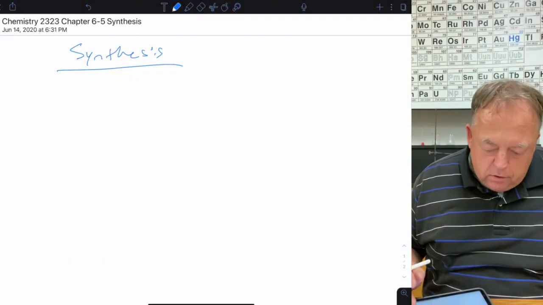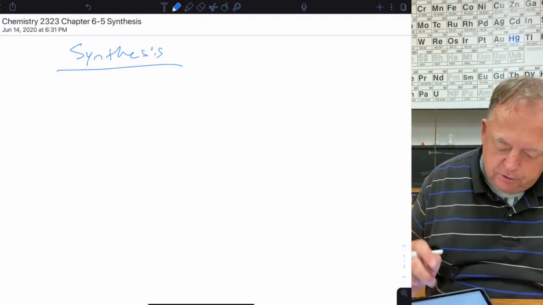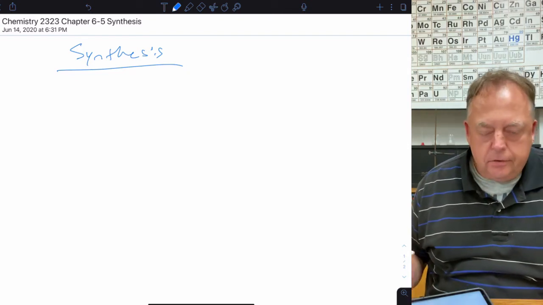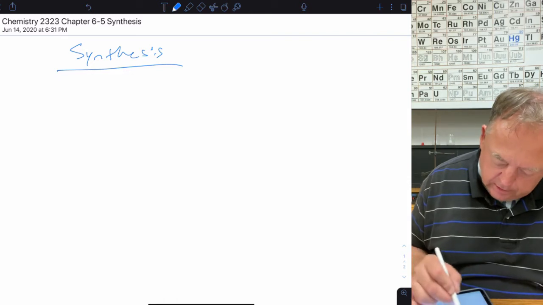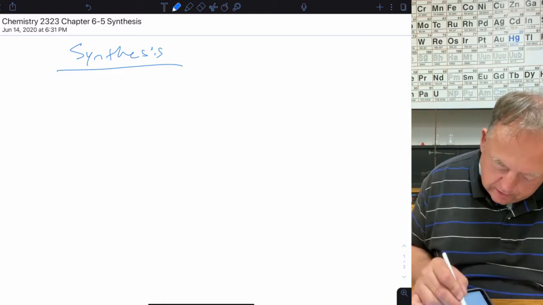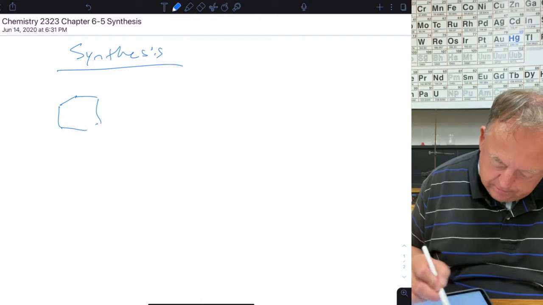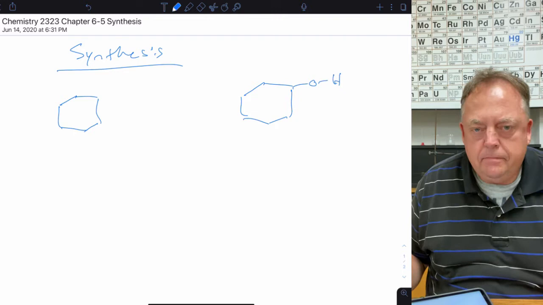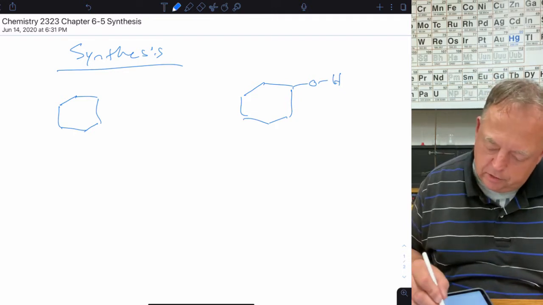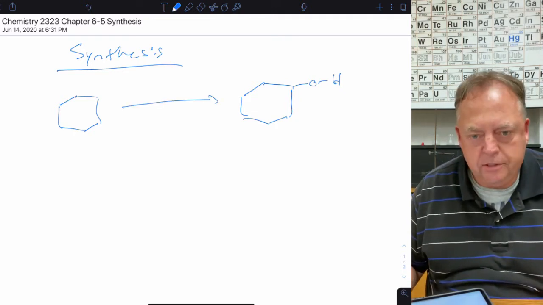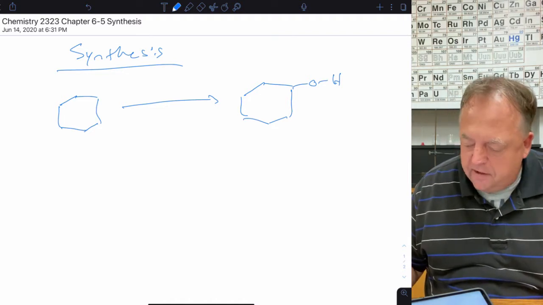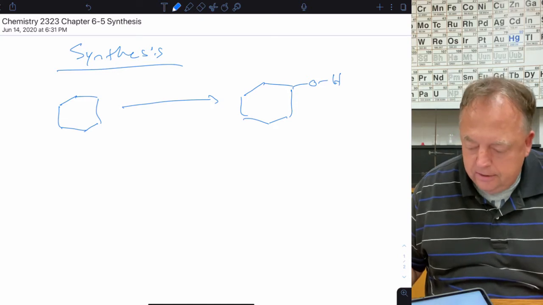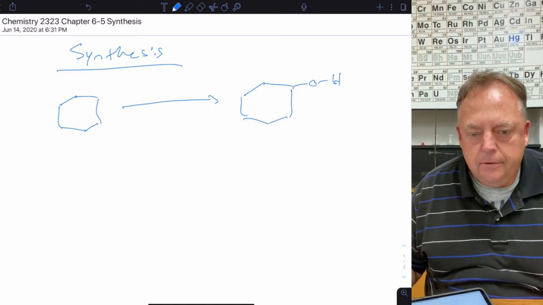One more video over chapter 6, just to introduce this concept of synthesis. So how do you make molecules? For example, if we had cyclohexane and we wanted to make that molecule. So maybe we need this molecule for some reason. Maybe this is a pharmaceutical agent, for example, and you can't find it in nature, or if you could find it in nature, you can't find enough of it in nature. So you have to synthesize it yourself in lab.